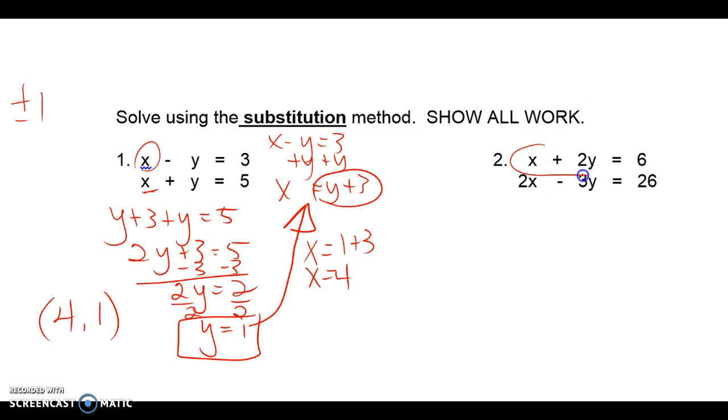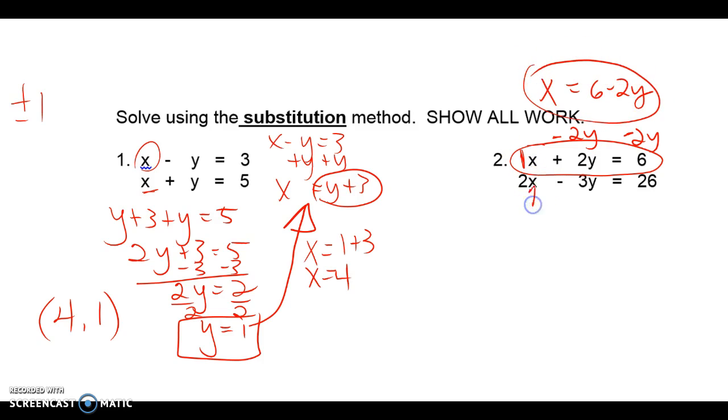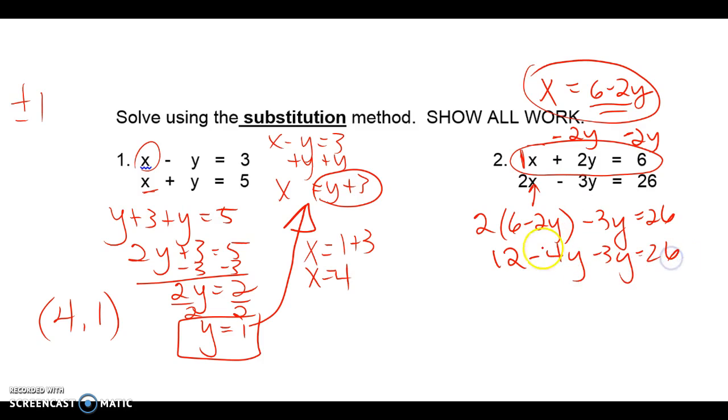All right, let's look at number 2. I'm going to solve this equation for the x because it has a coefficient of 1. So if I subtract 2y from both sides, x equals 6 minus 2y. I'm going to take this, and wherever there's x in the second equation, I'll substitute in this quantity. 6 minus 2y minus 3y equals 26. Distribute: 12 minus 4y minus 3y equals 26. 12 minus 7y equals 26.